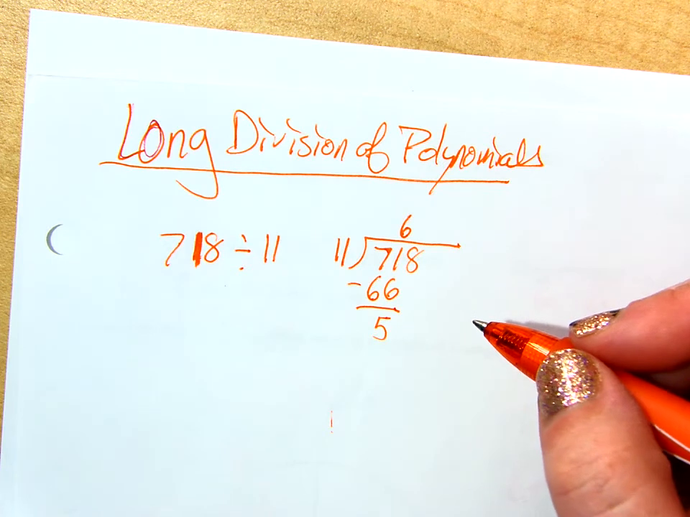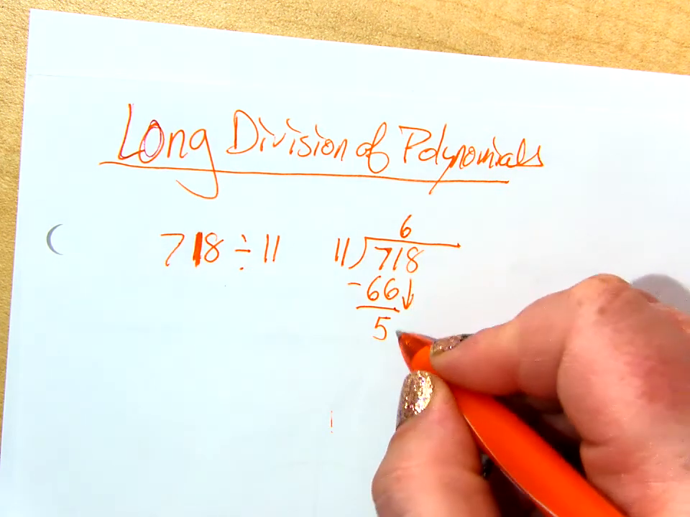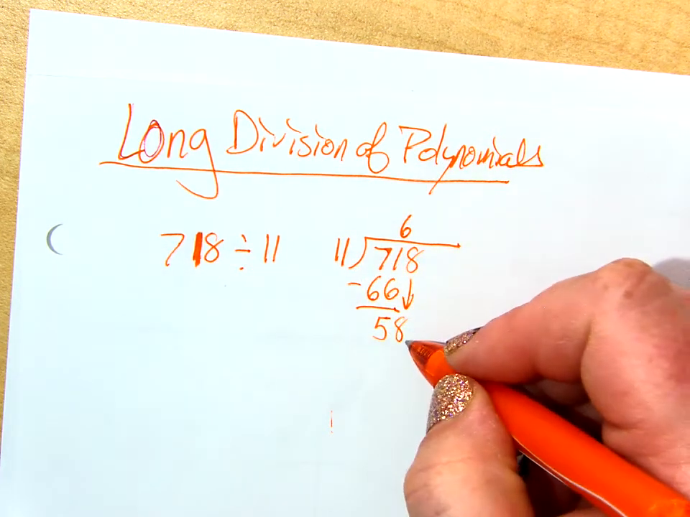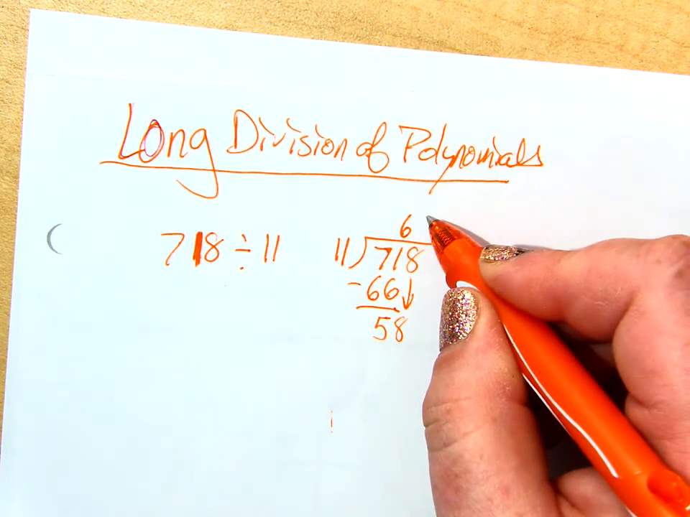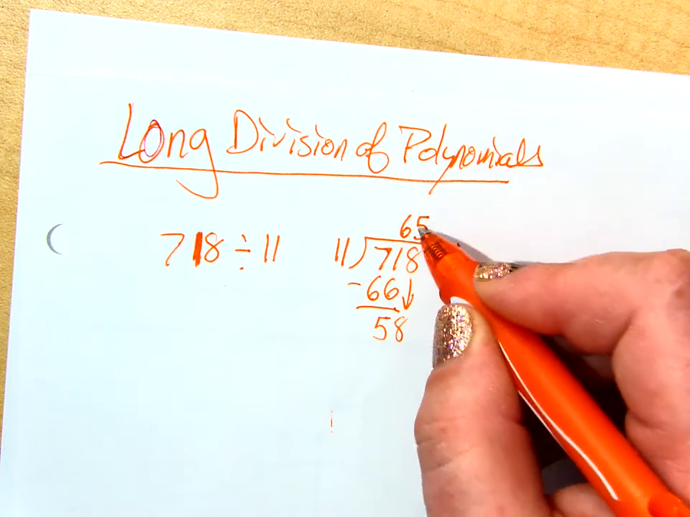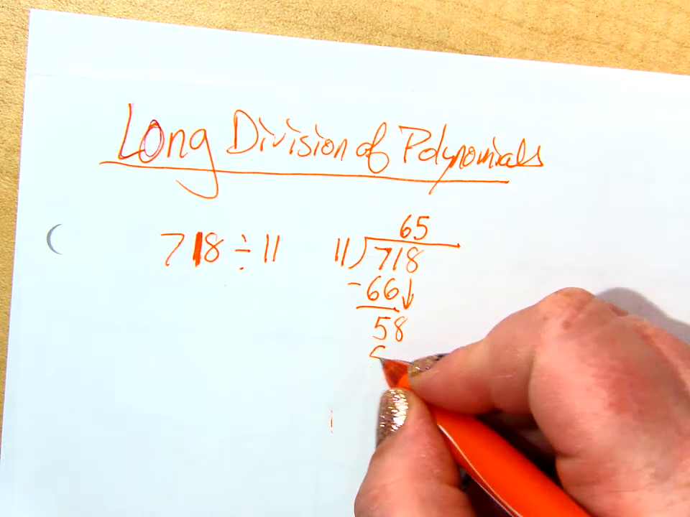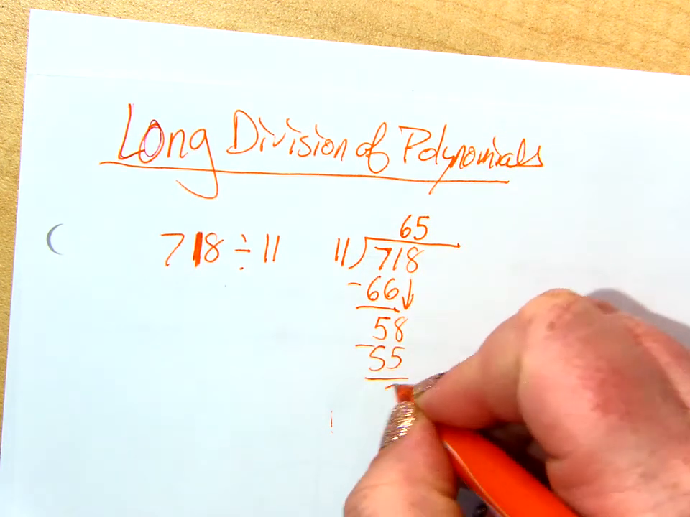And then what'd you do? Then you bring down the 8. And then you kind of repeat the process. How many whole times does 11 go into 58? 5. So you put a 5 up top. Then you did 5 times 11, you got 55. You subtracted, you got a 3.